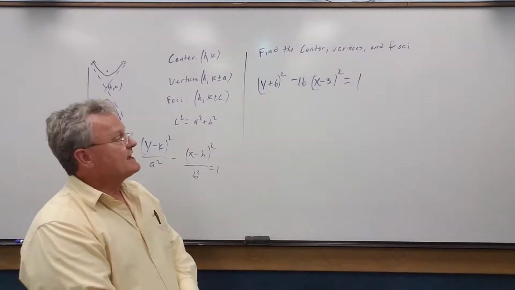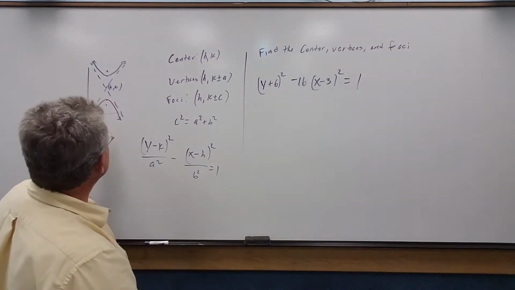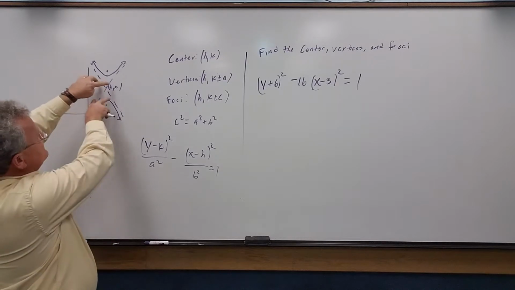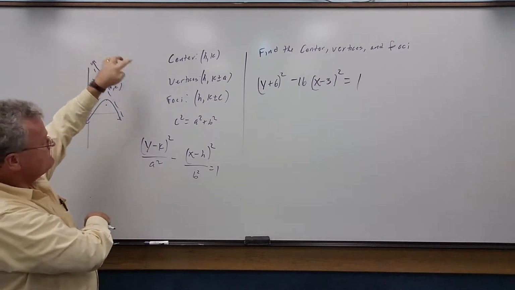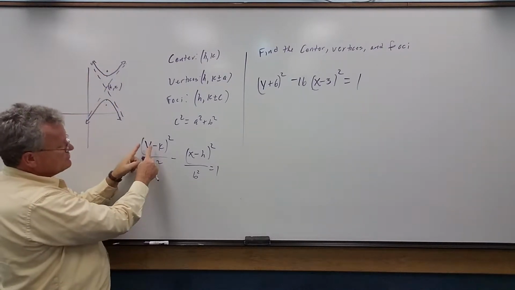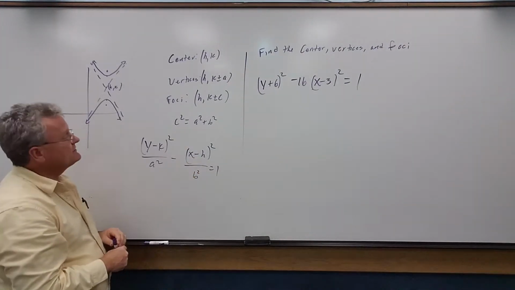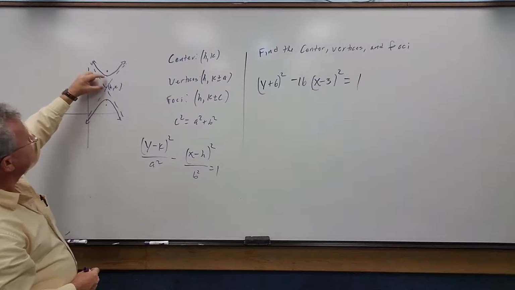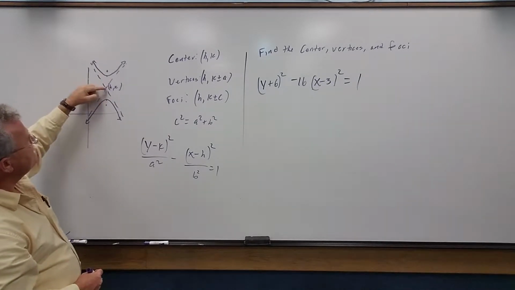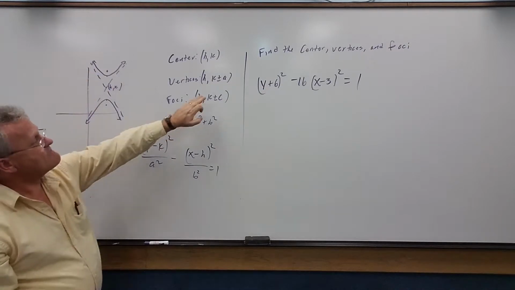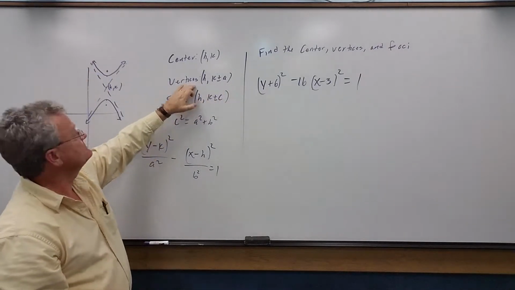And our last example of hyperbolas is when the center is (h, k) and it opens up and down. When it opens up and down, the y squared comes first, x squared comes second. And again, this distance is a, so because we're going up and down, I've got to add that to the y value to get our vertices.